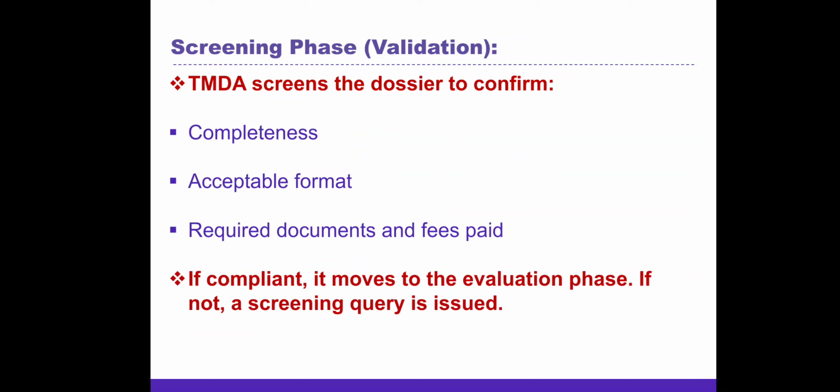After submission of dossier, then TMDA will screen the dossier. It is also called as validation phase. TMDA screens the dossier to confirm completeness of dossier, acceptable format, required documents and fees paid. Completeness means whatever the list they have provided, all the documents are present or not, they will check. Then acceptable format, as we said in the previous section, dossier should be in CTD format. They will ensure that whether it is in CTD format or not. Then we have to also submit the proof of fees paid.